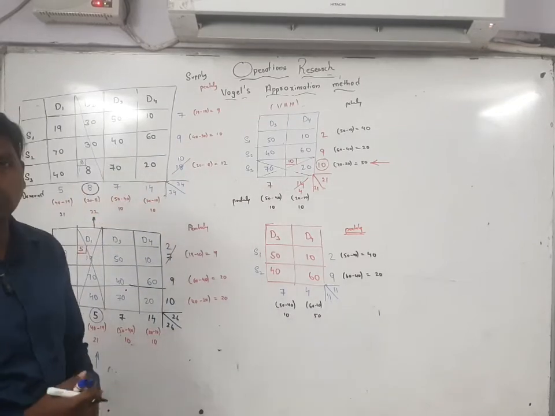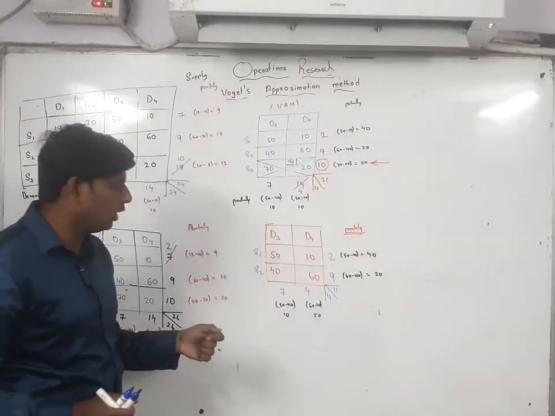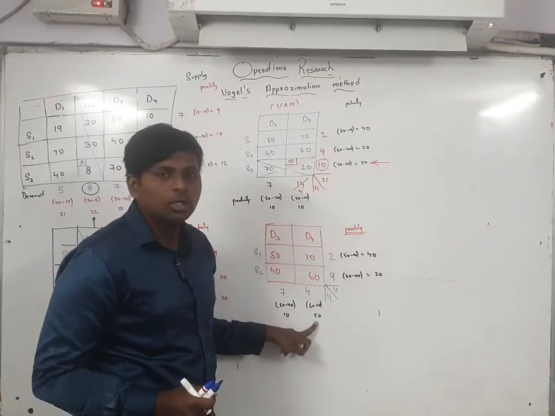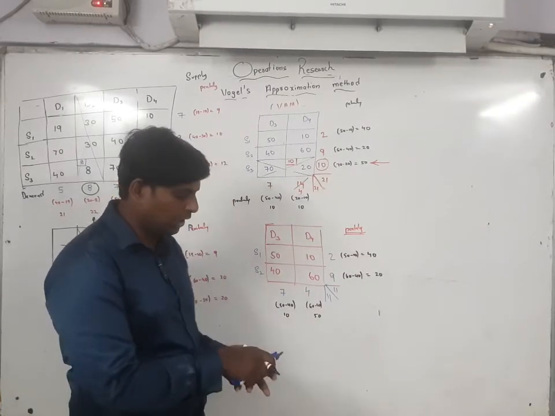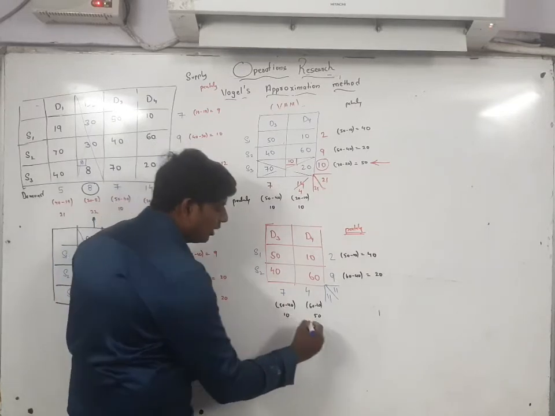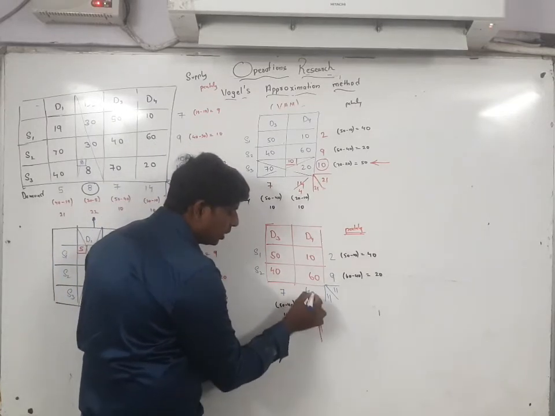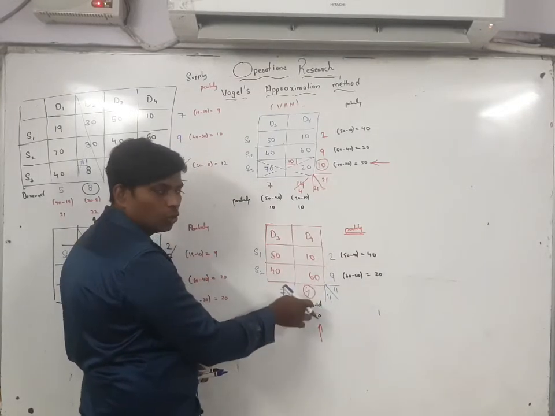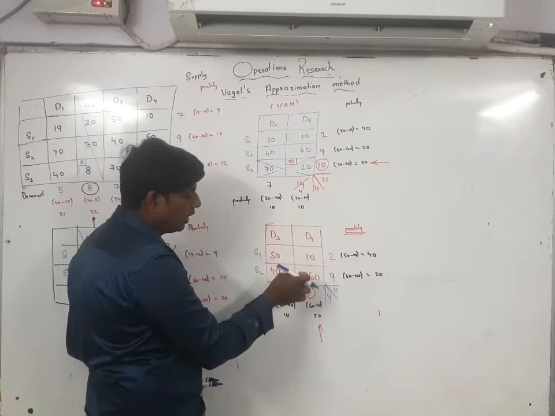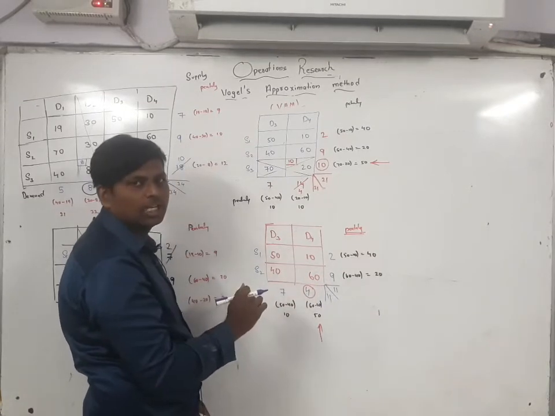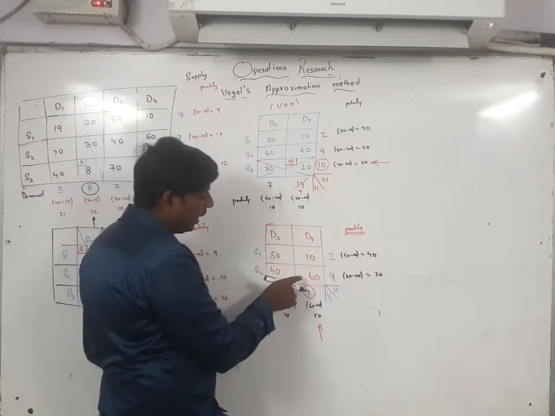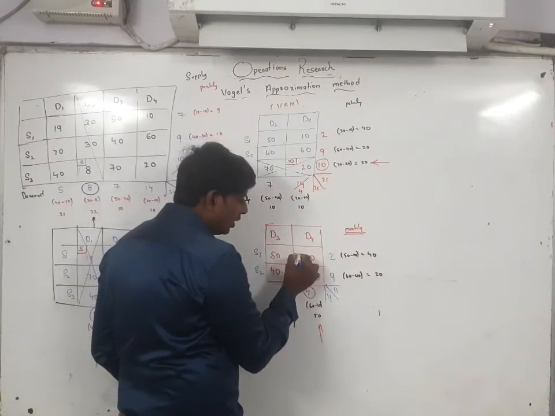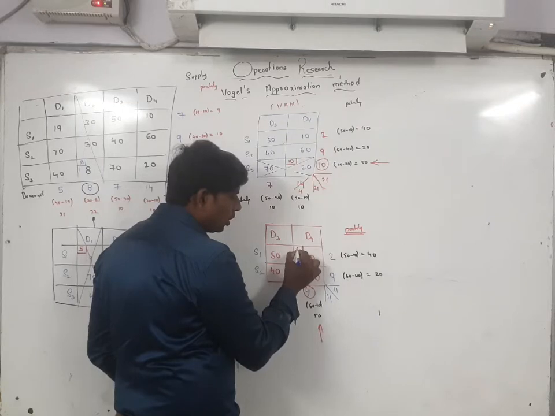So again you have to select the highest penalty. Here 40 is there, here 20, here 10, and here 50. Which one is the highest penalty? This one is the highest penalty. What is the term here? 4. Where you have to locate in this column? Where you are finding the least value. Here 60 is there, here 10 is there. Where is the least value? Here. So here you have to locate the 4.